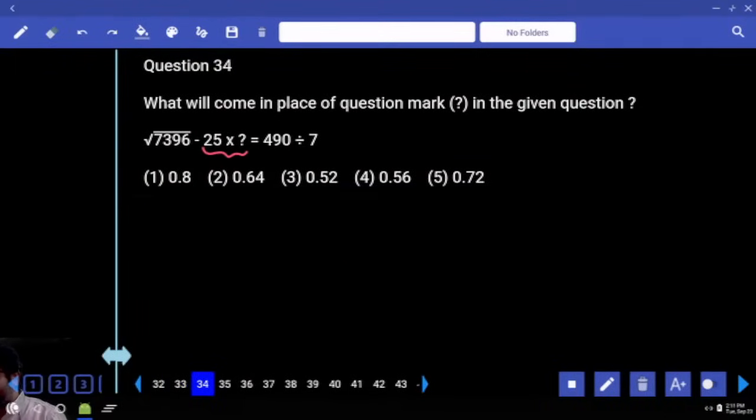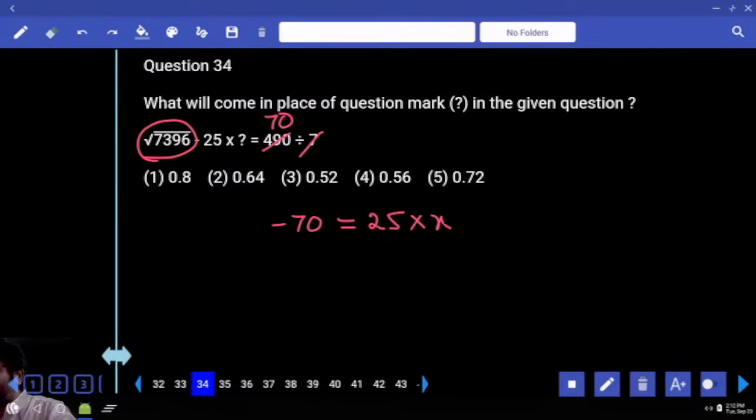X is here, which is a negative number. Take it to right hand side. Right hand side, how much is this? 70 comes left hand side, that is minus 70. So this value will be definitely more than 70, right? What is 80 square? 6400, 90 square 8100. So under root value is more than 80 square but less than 90 square, and which is ending with 6. So that may be 84 square or 86 square, correct?